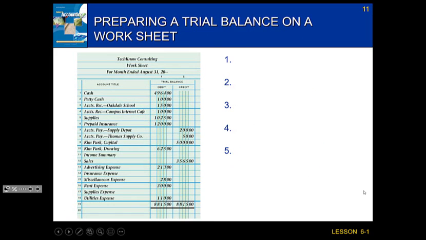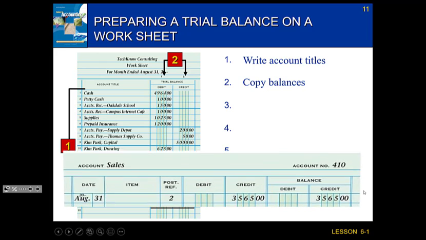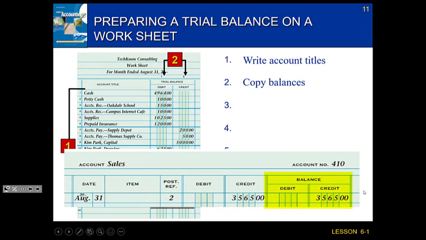When we are creating the trial balance, there are 5 steps to do this. The first is to list all the account titles, like I said, in order. The second is to record the trial balance, and these are copied directly either from the instructions, or you would look at the bottom right-hand balance number from the general ledger.